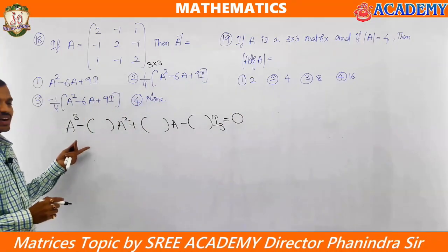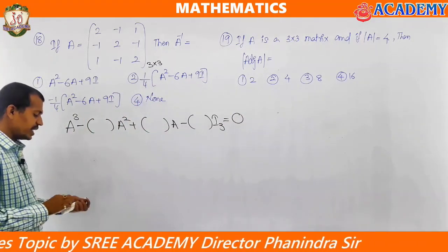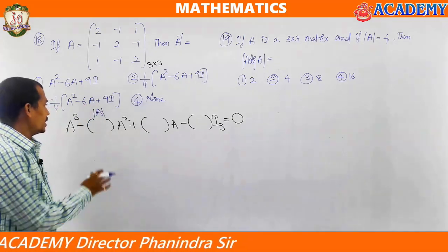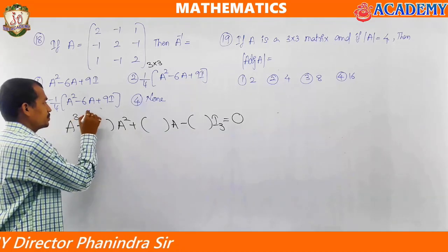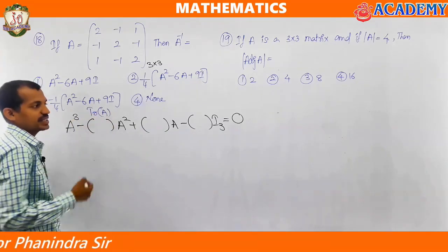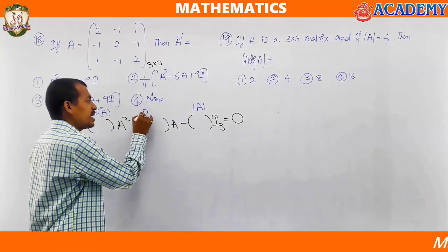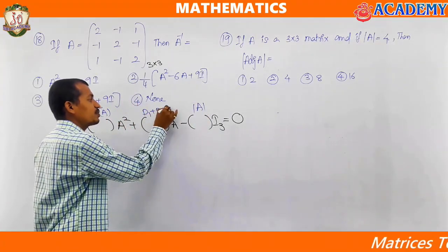Here in these somethings, the first is going to be the trace of the matrix, and here the determinant of the matrix. Here we said the addition of the determinants of 3 matrices.